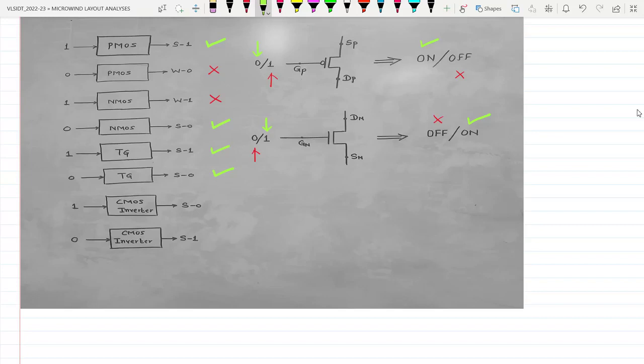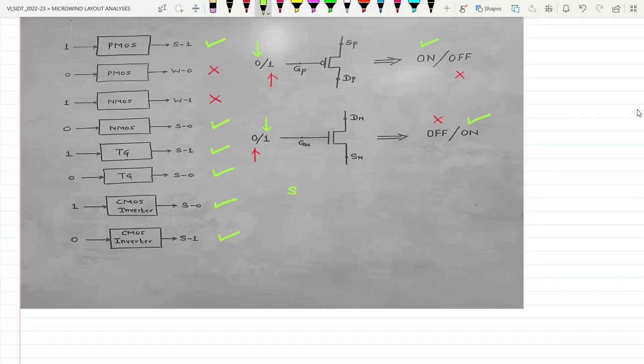Coming to CMOS inverter, it is an inverter. That means it must convert a logic 1 to a logic 0 and a logic 0 to a logic 1. But because it is a CMOS inverter, it converts logic 1 at its input into strong 0 at its output, which is acceptable. And if I apply a logic 0 at the input of a CMOS inverter, it translates it as strong 1, which is acceptable. So strong values are acceptable and weak values are not acceptable, right?